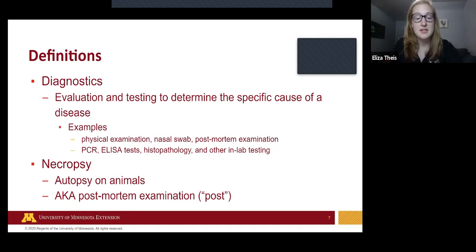For us, diagnostics can be more macro or micro. For example, a physical exam of a bird might be all we need to use for diagnostics if the problem is a cut. However, in respiratory disease, we often need more advanced testing than that. So we take samples and send them off to laboratories to look for microscopic causes like bacteria and viruses. The word necropsy is like an autopsy, but on animals, also known as a post-mortem examination, or often shortened POST.